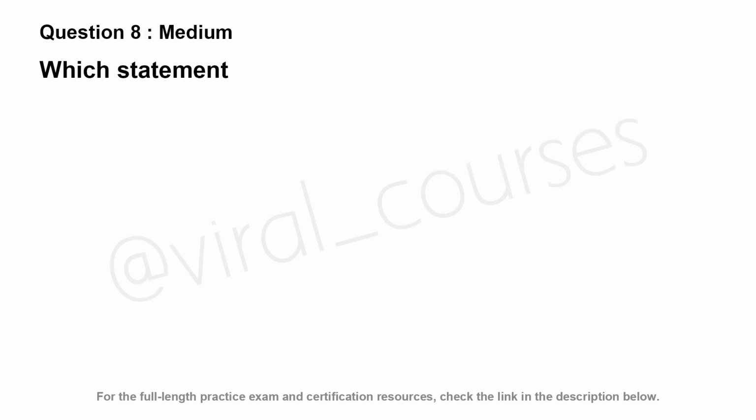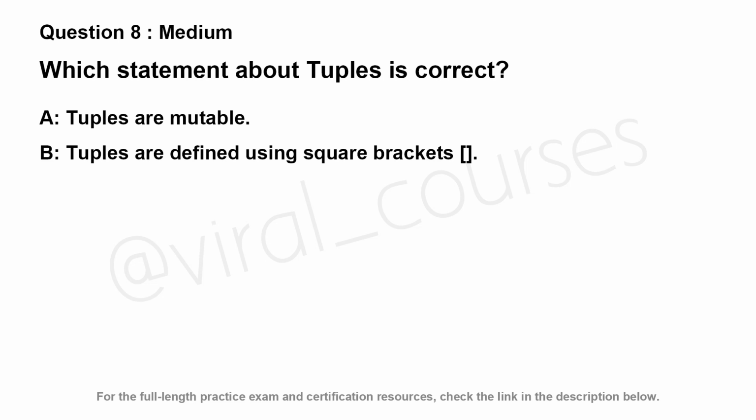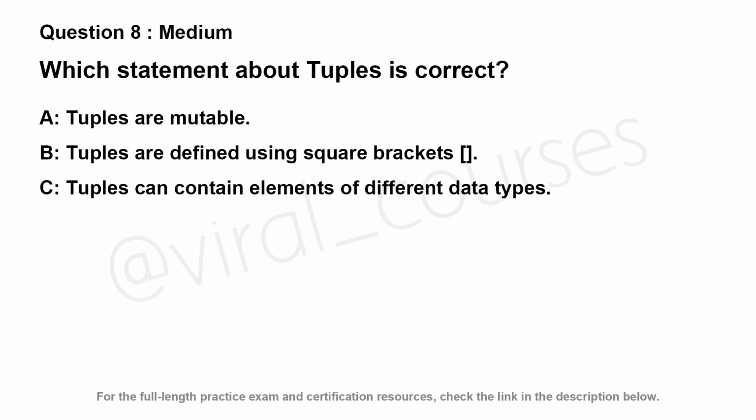Which statement about tuples is correct? Option A, tuples are mutable. Option B, tuples are defined using square brackets. Option C, tuples can contain elements of different data types. Option D, tuples do not allow duplicate values.